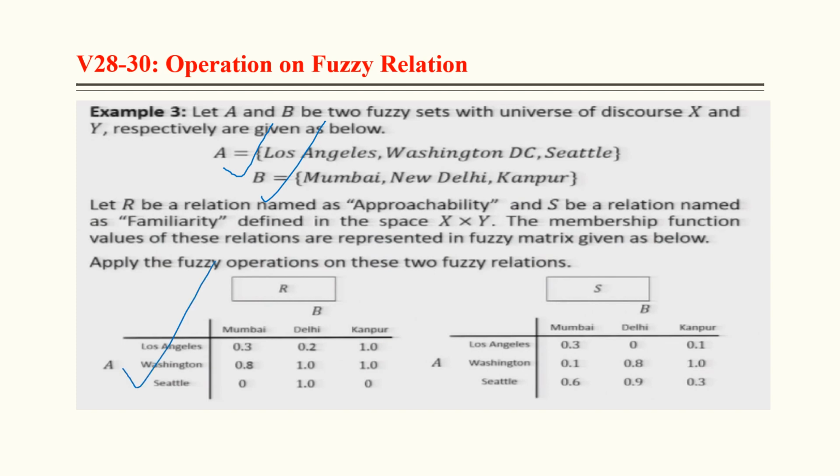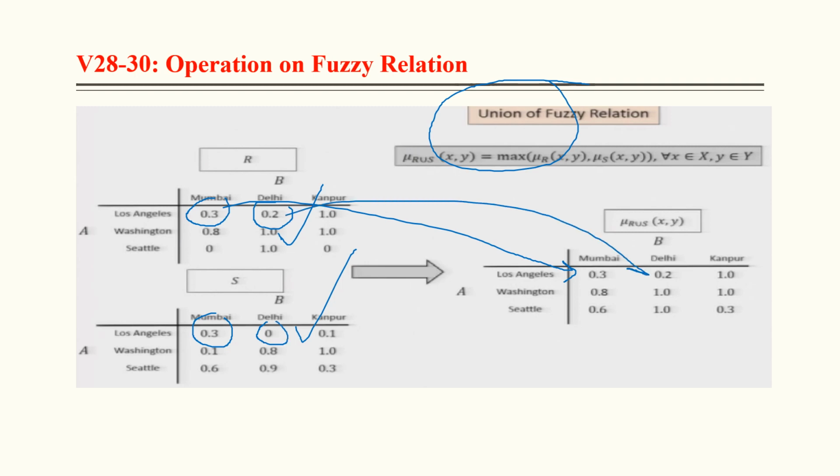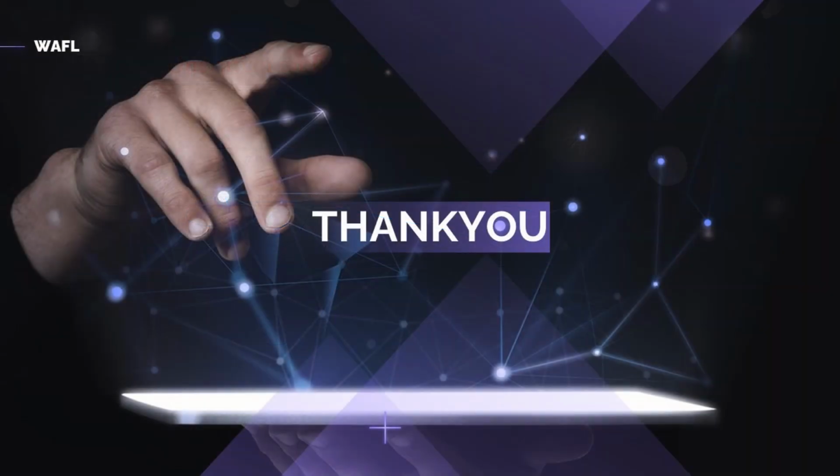In the same way, fuzzy relation, set A and set B. This is the relationship R between set A and set B, and this is another relationship S. We have to find the union, so we just take the maximum value. So 0.3 and 0.3: the maximum of both is 0.3. Then 0.2 and 0: the maximum value is 0.2, that's why this. In this way we will calculate the union, and likewise the intersection and complement.